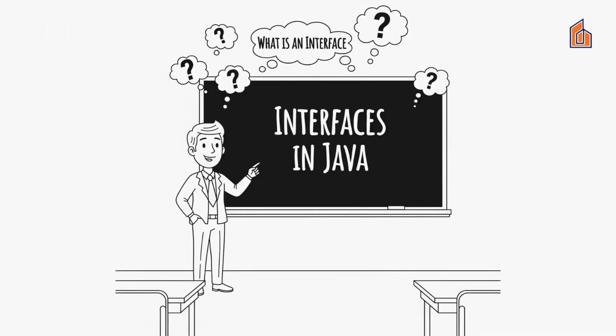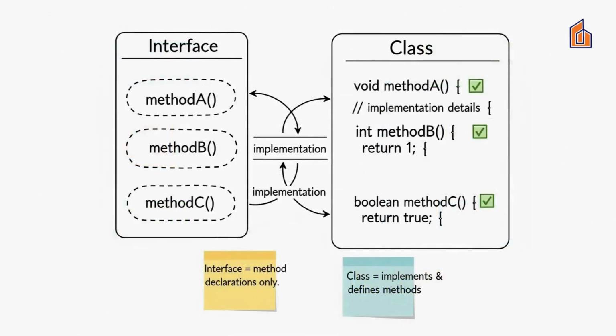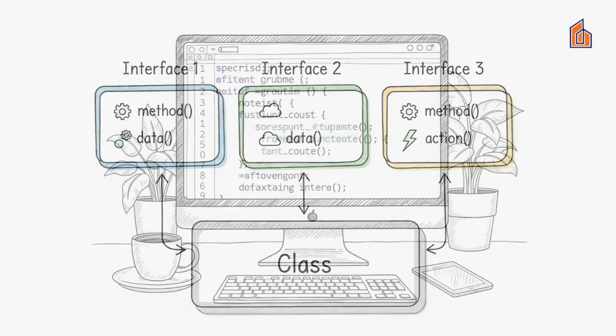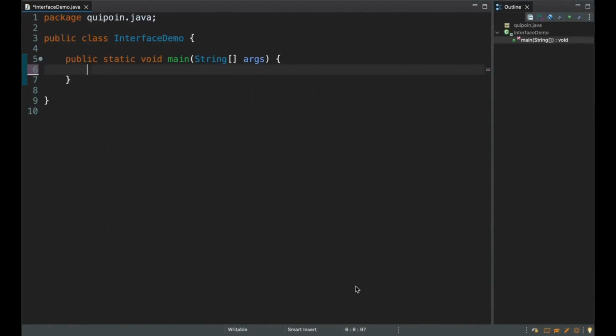Now let's look at interfaces. What is an interface? An interface in Java is like a contract. It has only method declaration and no body, and the class which implements it must define all the methods. A class can implement multiple interfaces, which makes interfaces very useful.